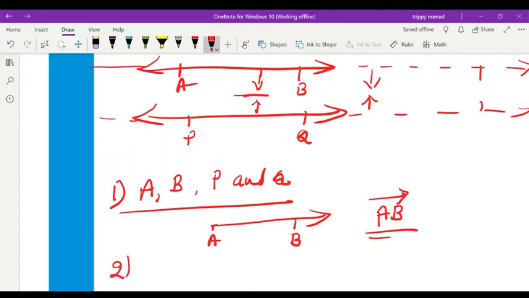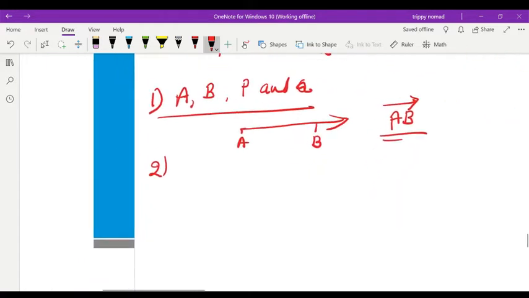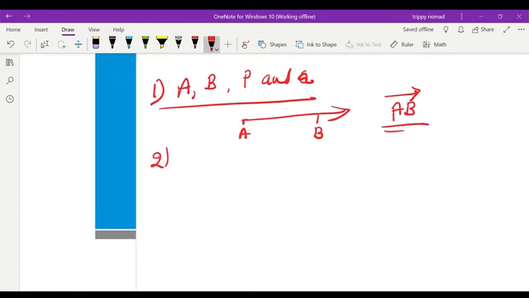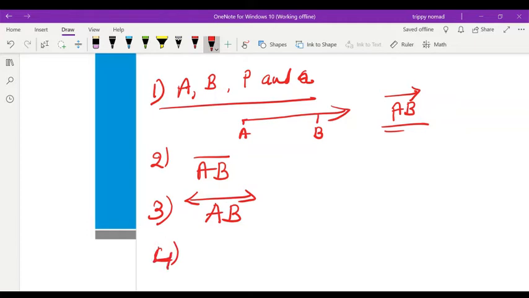If you have to write a line segment, children, how will you write a line segment? AB. This is the way to write a line segment. If you have to write line AB, you put an arrow on both sides. If you have to write ray AB, this is the way to write ray AB. Understood? These are the differences.